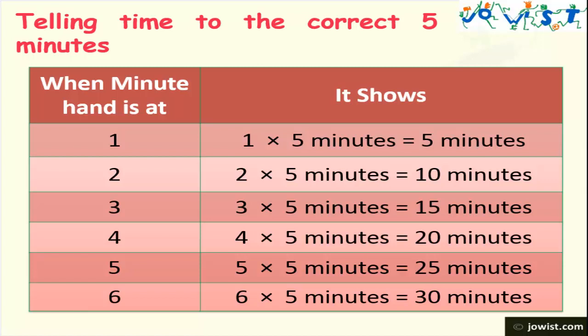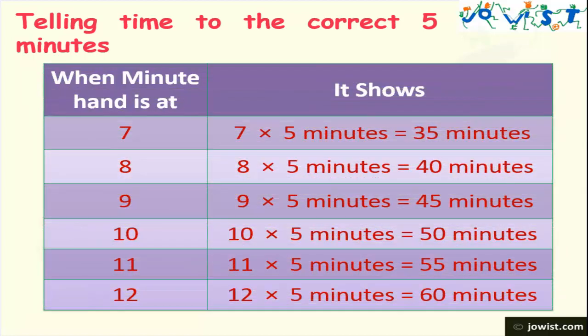If the minute hand is at 5, it means 5 into 5, that is 25 minutes have passed of that hour. If the minute hand is at 6, it means 6 into 5, that is 30 minutes have passed of that hour. If the minute hand is at 7, it means 7 into 5, that is 35 minutes have passed of that hour. If the minute hand is at 8, it means 8 into 5, 40 minutes have passed of that hour.